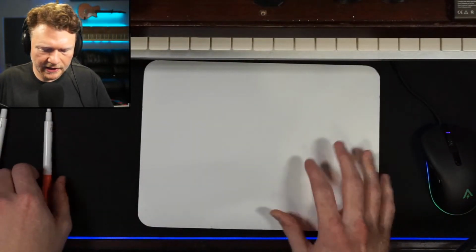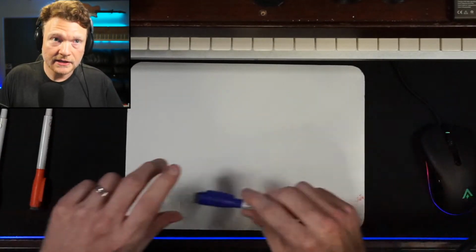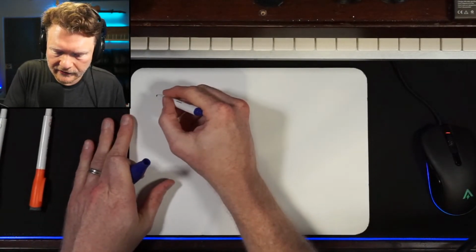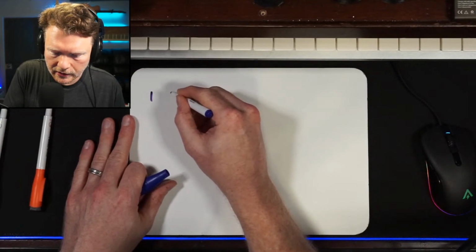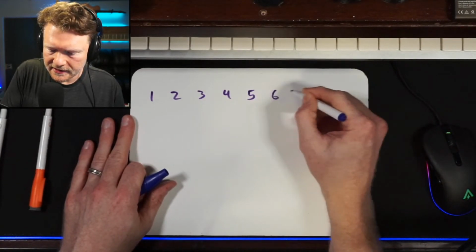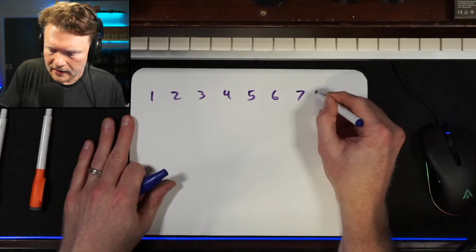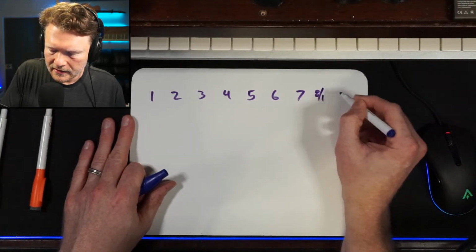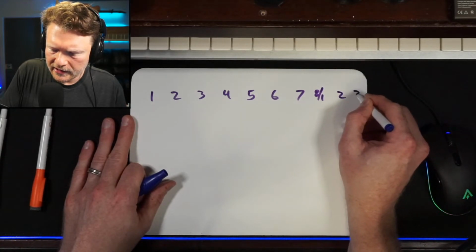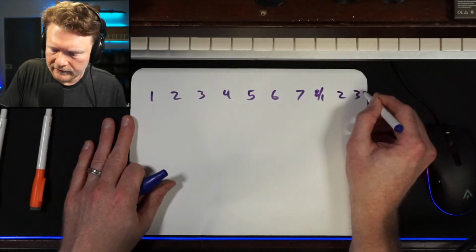Okay, that's a little bit easier to see. Let's look at a scale here. So if we took it, we'll just do the C for right now. So again, our 1, 2, 3, 4, 5, 6, 7, 8, and our 1. And then I'm going to write 2 and 3 and 4.